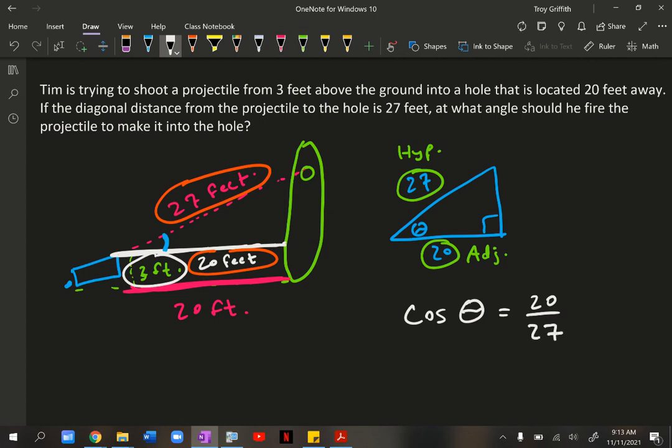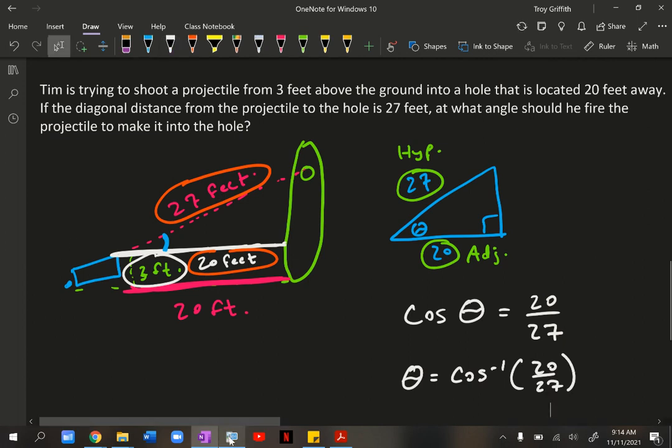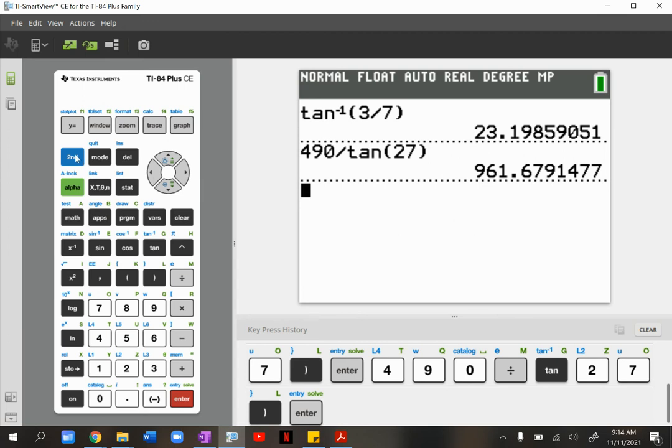Now on this one, the difference compared to the last problem is that we have the side lengths and we're trying to solve for the angle. So in order to do that, we're going to need to use inverse cosine. So theta is going to be equal to cosine to the negative 1 of 20 over 27. So I've solved for theta. I just want to figure out exactly what that value is, and the way that I can do that is by asking the calculator.